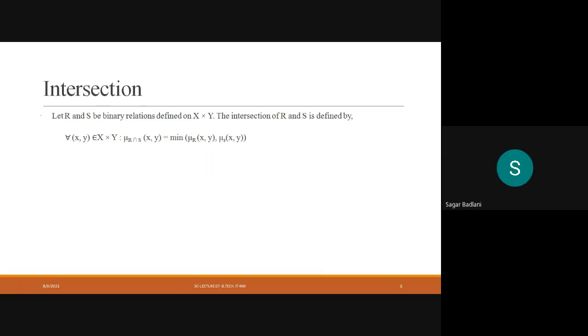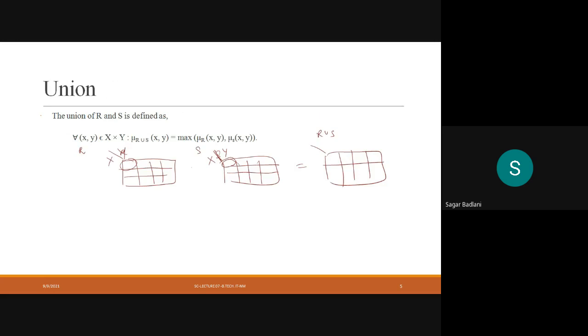Ma'am, can the elements be different? No, the elements have to be the same. They have to be drawn from X cross Y only. But can the elements drawn from X cross Y be different, like X1, X2, X3 and Y1, Y2, Y3 for R, and X2, X3, X4 for S? They have to be the same. Same, okay. Yes.